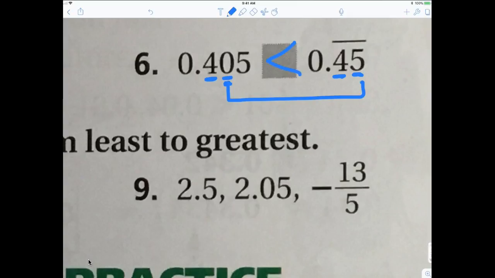So you stop when one number's higher than the other. Yes, that's exactly what you do. You stop when one number's higher than the other. That's a good way of putting it.